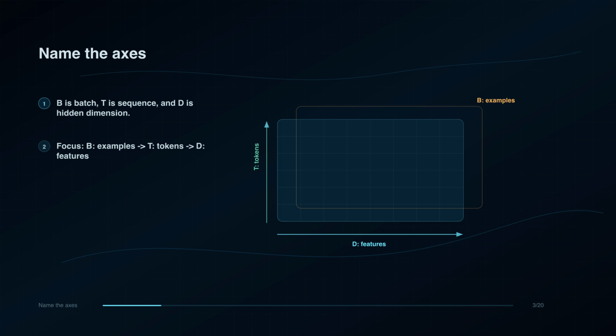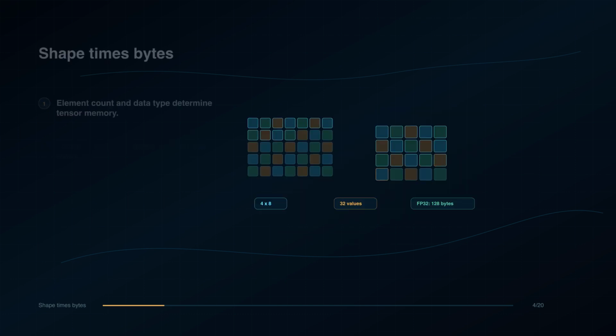Take a tiny example with B equal to 2, T equal to 4, and D equal to 3. There are two sequences, 4 token positions per sequence, and 3 features per position. The tensor contains 2 times 4 times 3, or 24 values. Selecting one sequence removes the batch axis and leaves shape 4 by 3. Selecting one token position from that sequence leaves a vector of length 3. Averaging across token positions removes T and leaves one 3-value summary per sequence. Following what disappears and what survives is the core habit of tensor reasoning.